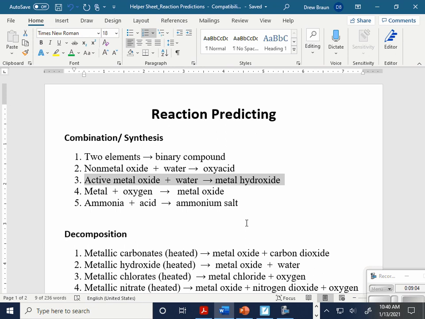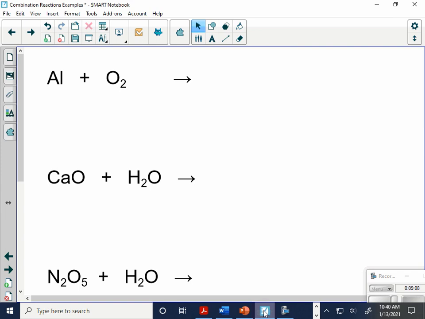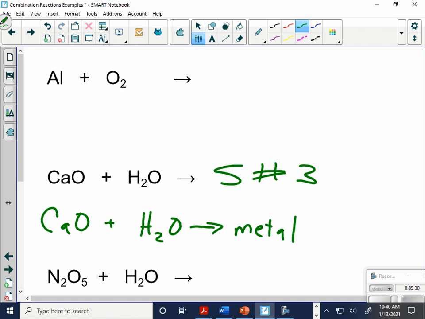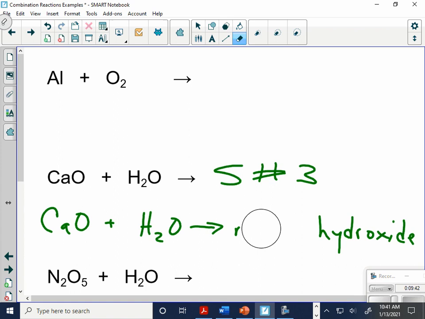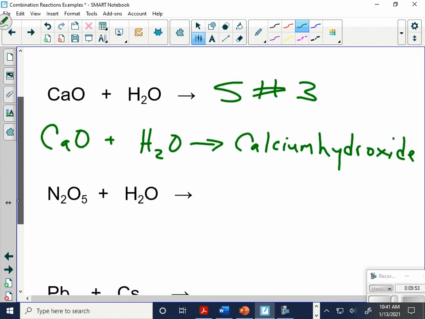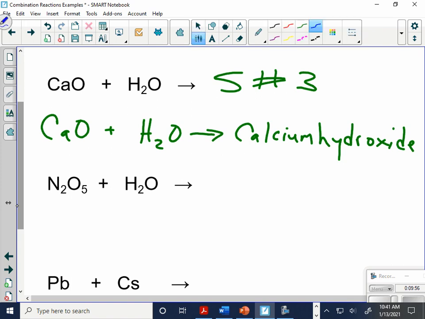So I need to look. Is calcium a group 1 or a group 2 metal? It is. So this reaction will occur. So I have a synthesis number 3 reaction in which calcium oxide reacts with water to give me a metal hydroxide. Specifically, what is my metal? Calcium, right? So it gives me calcium hydroxide.